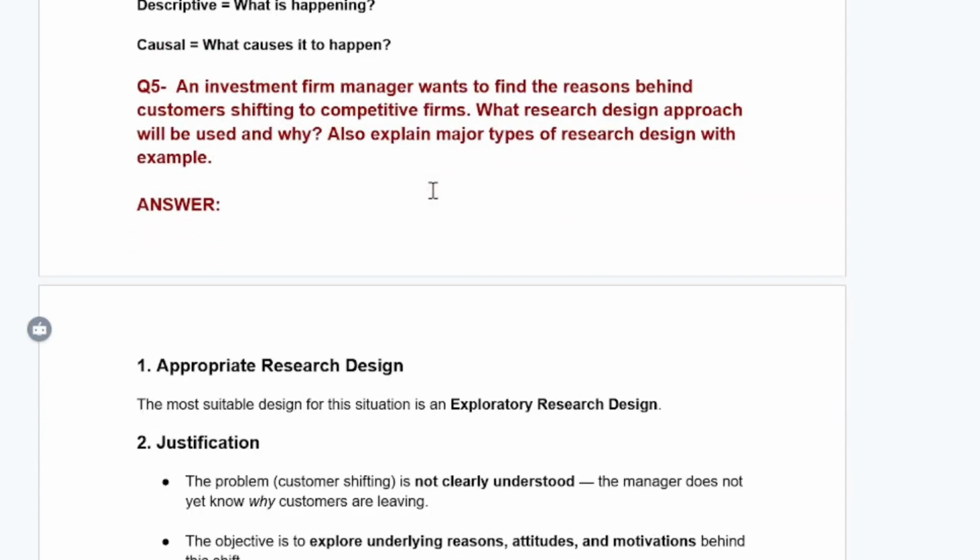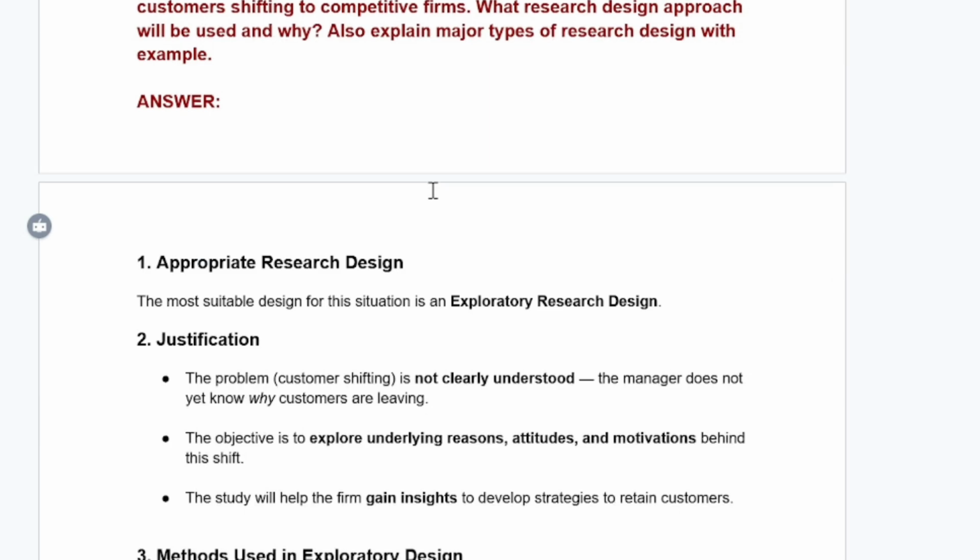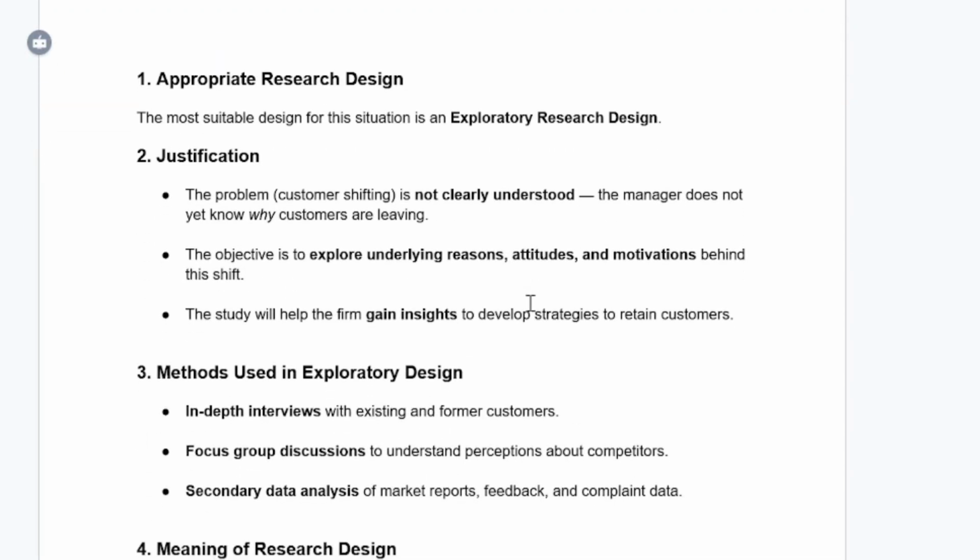Now the last question for this video is an investment firm manager wants to find the reason behind customers shifting to a competitive firm. What research design approach will be used and why. Also explain major types of research design with example. So the question very clearly says that the manager wants to find the reason behind customers shifting to competitive firms. So the problem statement here is not very known. So we can use exploratory research design.